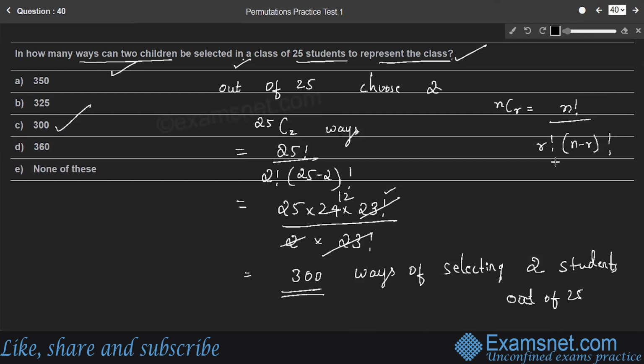Whenever the question is given in such a way, choosing some number out of some number, this out of means the value of n, and how many students have to be chosen is nothing but r. Therefore, it is nCr. Therefore, for the given question, option C is the right answer.